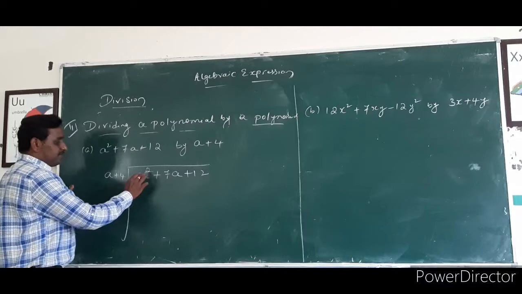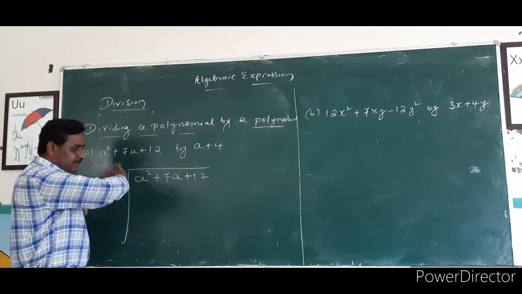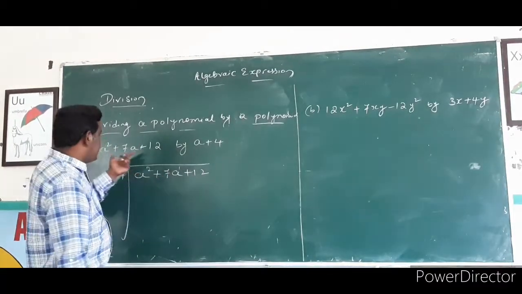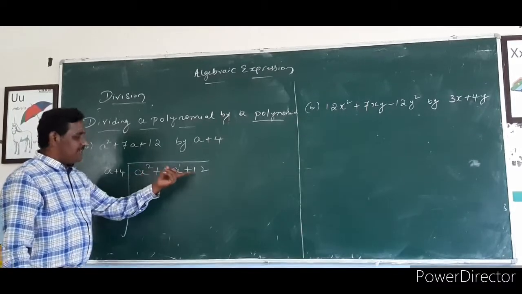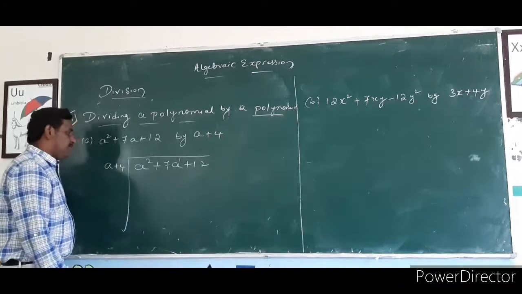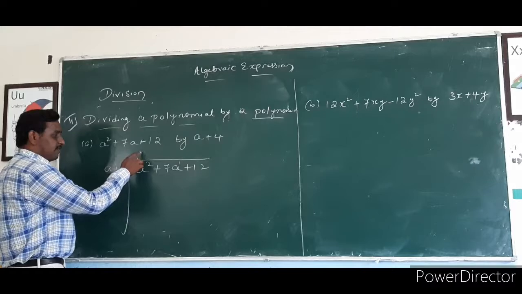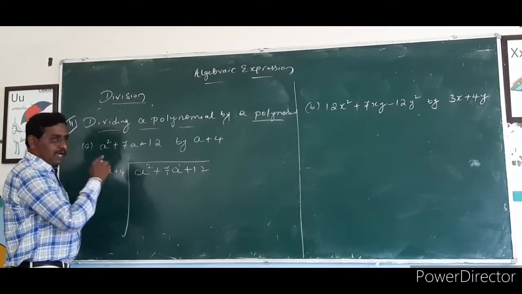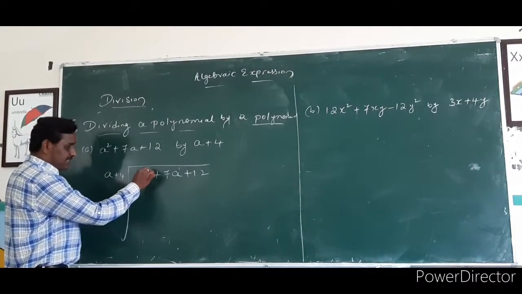Here in the first term a square is there, next a to the power of 1 is there. The variable is in decreasing order. If the terms are given shuffled, first you have to arrange them in decreasing order of the powers of the variable. So here a square is there. Which term should you multiply with this a to get a square? So check the first term, here a square is there.